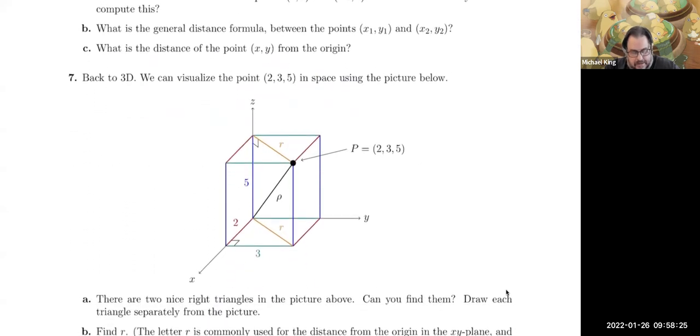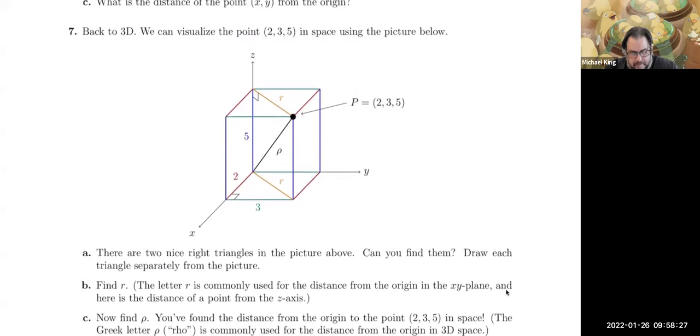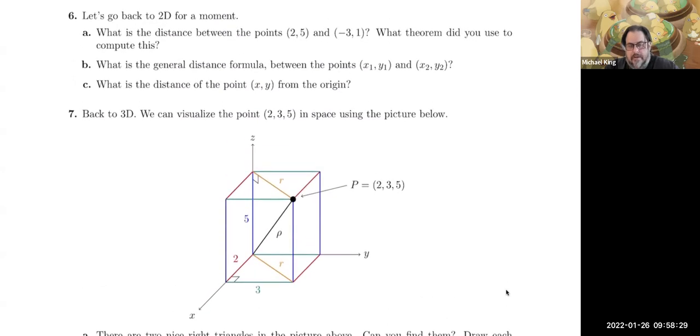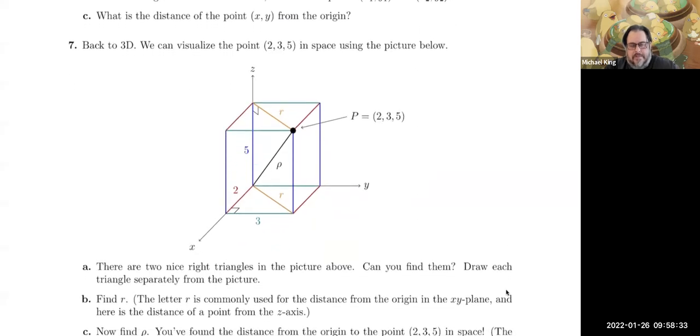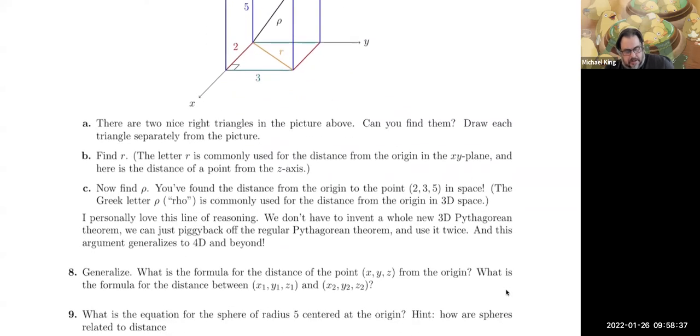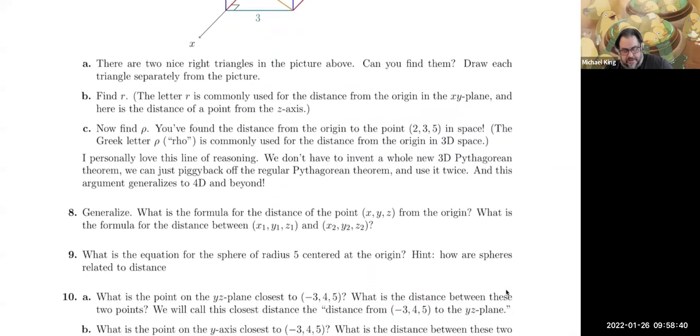You've probably seen the distance formula before, but I like that you can actually derive it by just applying the Pythagorean theorem twice. Most of you I saw were drawing the correct triangles out of this picture. So the general formula, as most of you saw, is you just take the differences in each coordinate, square them, add them, and take the square root.